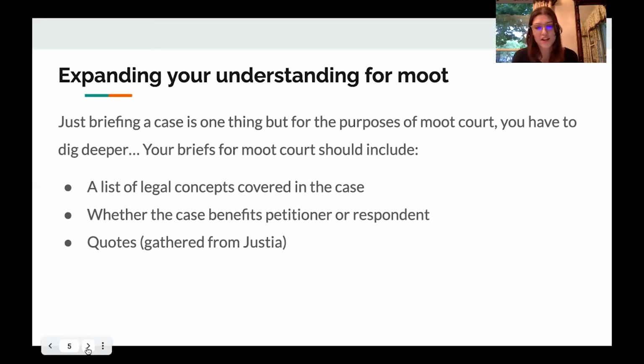You will understand once you have your case problem, but there will be two sides, a petitioner and respondent, and you might be able to recognize if this case would help the petitioner or this case would help the respondent. Of course, you want to make note of that. And then quotes on Oyez. You can get them if you just click case.